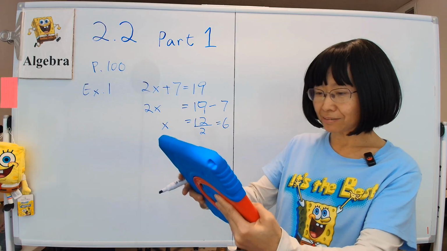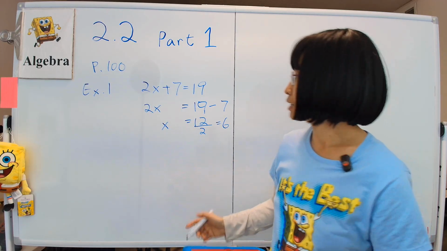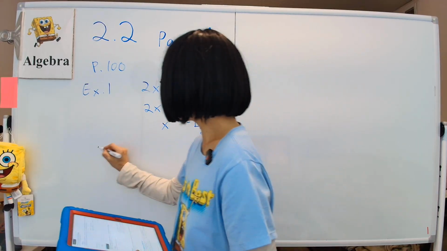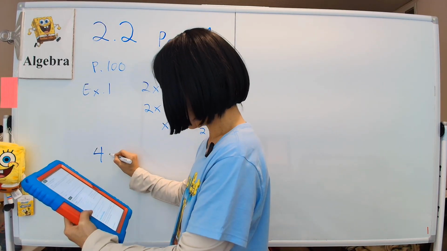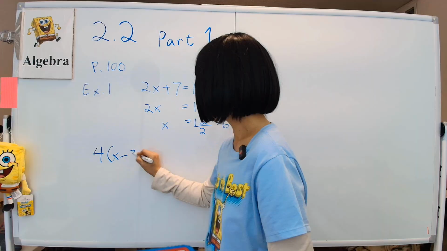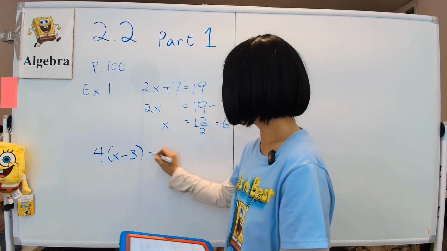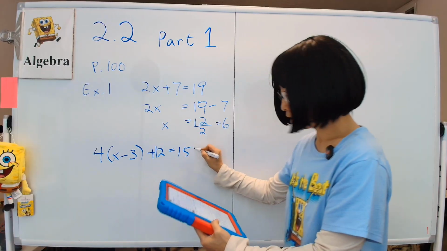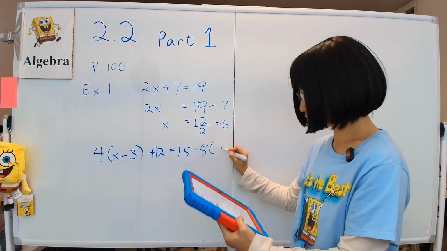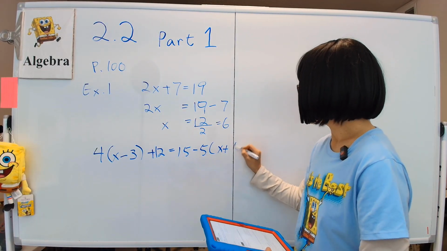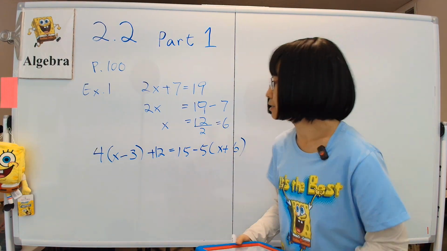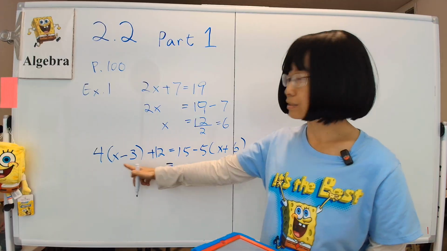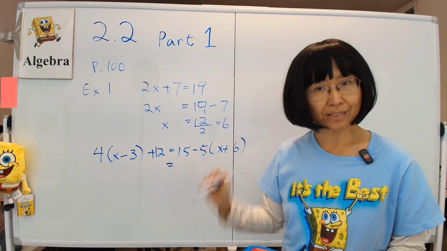Next, let's look at example 2. Example 2 is the same deal. Let's write this down: 4x minus 3 equals 12, equals 15 minus 5 times x plus 6. With this, the first thing we're going to do: there are a bunch of parentheses here, so we're going to simplify everything first.